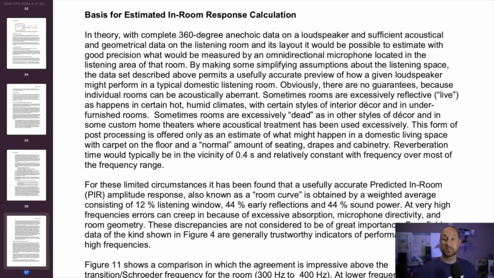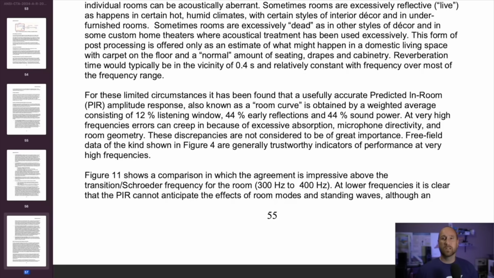As this document states, some rooms are excessively reflective, live. Sometimes rooms are excessively dead, and it depends on the makeup of your room. But what I can tell you is that in pretty much every case that I've tested a speaker and then applied the estimated in-room response to what I measured in the room using the moving microphone method and my UMIK-1 from miniDSP, those two curves have lined up extremely, extremely well above a certain point. That point is going to be in the mid-band region, and in my experience, it's been about 500 hertz. Every room is going to be a little bit different.